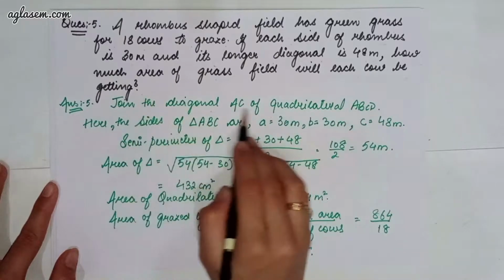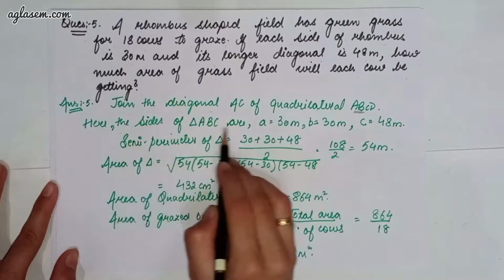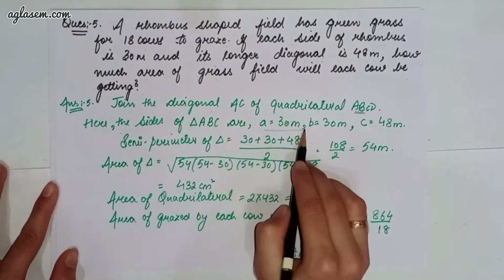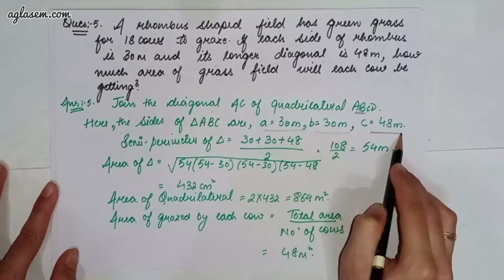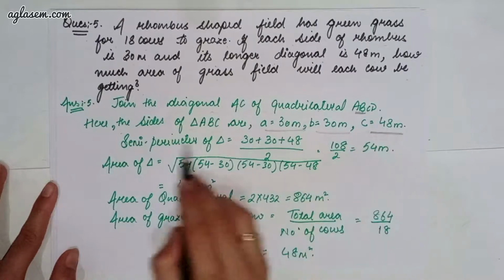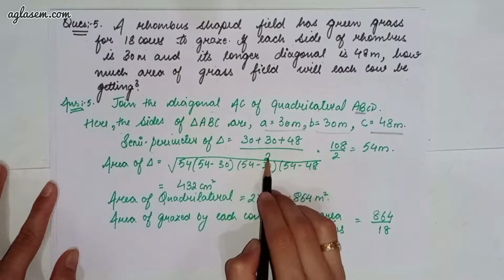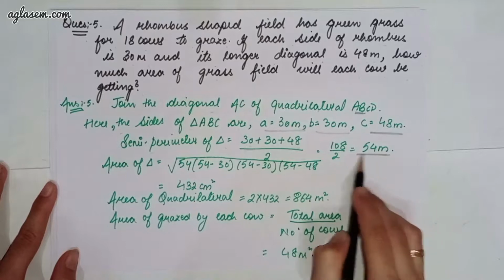So we have to join the diagonal AC of the quadrilateral ABCD first. Then the sides of triangle ABC are given to us as A is 30, B is 30 and C is 48. So the semi-perimeter of the triangle, that is 30 plus 30 plus 48 divided by 2, will give you 54 meter.